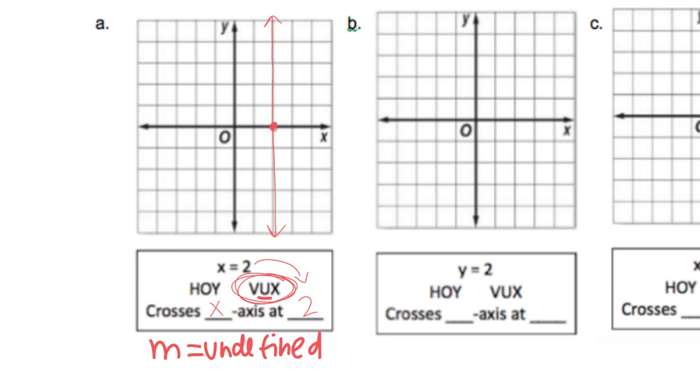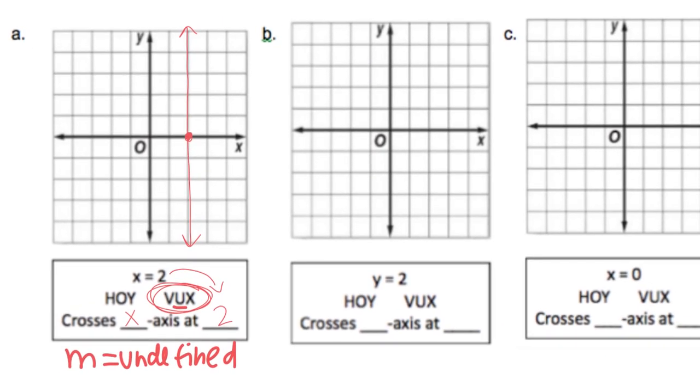All right, let's try B. B says y equals 2. So since it's y, I know it's HOY. Y is in HOY. So I'm going to go on the y-axis, and I'm going to go to the number 2 on the y-axis, and this time, since it's HOY, I'm going to make a horizontal line. With a horizontal line, we can also look in HOY. It tells us that our slope of that line is 0.